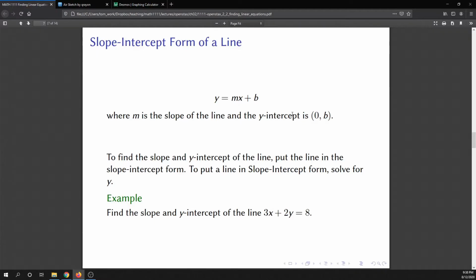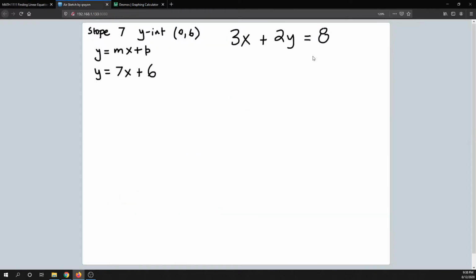All right, so let's take a look at an example. We want to find the slope and the y-intercept of the line 3x plus 2y equals 8. To put a line in slope-intercept form, you would solve for y. Since both sides are as simple as I can get them, I want to get all of the y terms on one side and all of the terms without the y on the other side. The easiest way to accomplish that would be to subtract 3x from both sides.